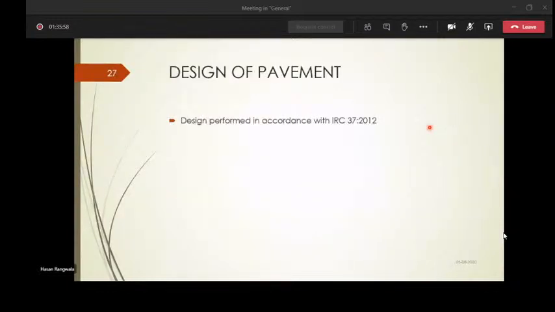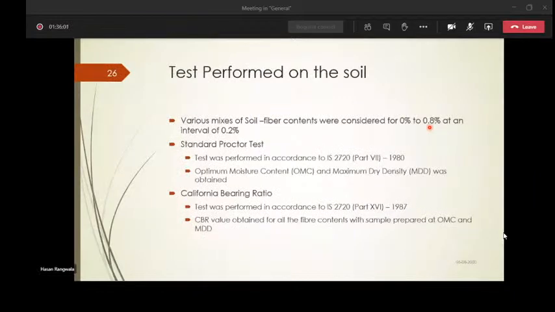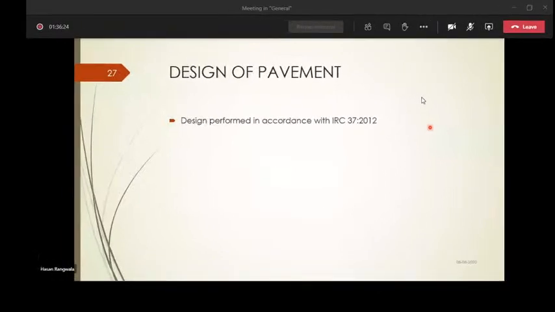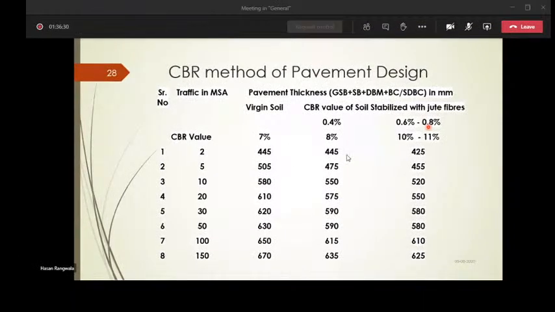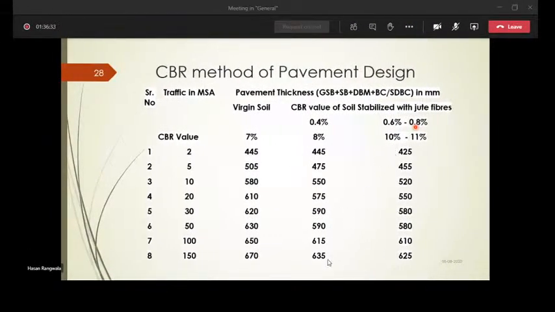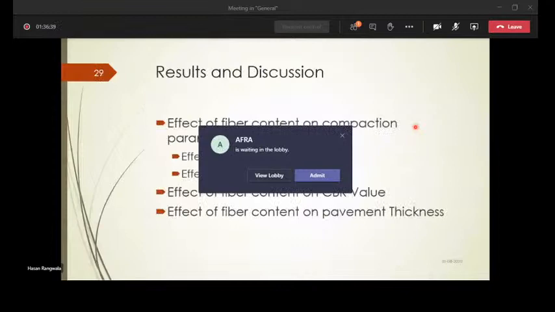Then we did the standard Proctor test. We got the OMC and MDD, and for each fiber percentage at the OMC and MDD, we prepared the test sample for California bearing ratio, or CBR. Based on this CBR, we designed the pavement according to IRC 37-2012. This is the table from IRC 37.